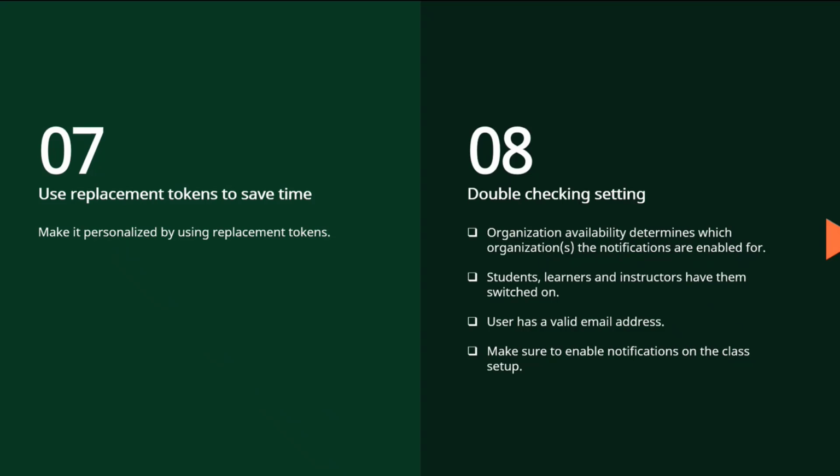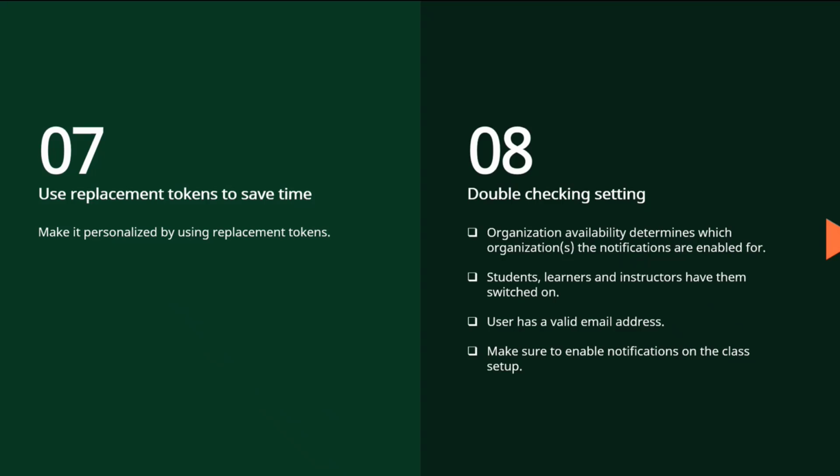The eighth one is double checking all of your settings. There are a number of settings that can impact whether or not this notification gets sent. Your organization availability will determine whether or not the notifications are enabled. So if you want to be able to utilize this feature, make sure that they are turned on and that they are available for your organization.